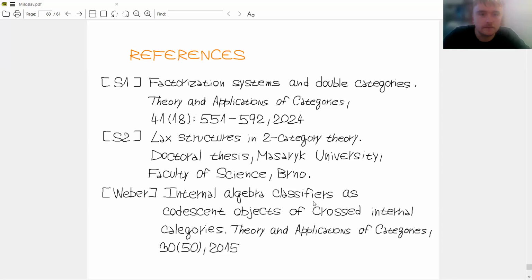There are some references. The first one is my paper that's in TAC. The second one is my thesis that's just been finished a few days ago. I think it's not available yet. There's some additional material, but most of it comes from this paper. And the last reference is the paper of Mark Weber that introduced the category of corners construction.